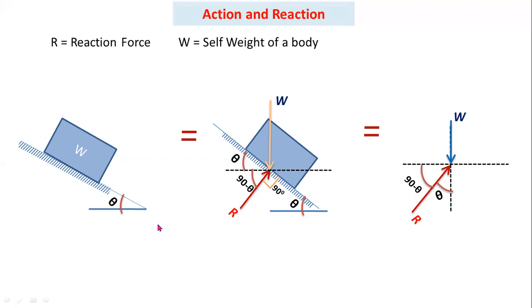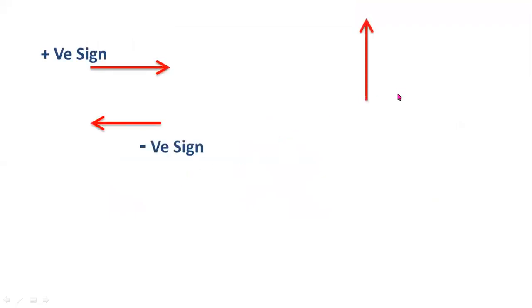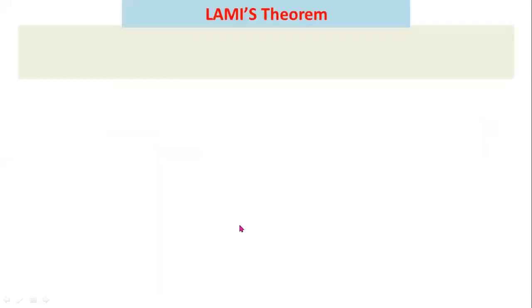Now these are all important fundamentals for considering the reaction force at the point of contact. These are the important sign conventions. For right side action, positive sign. For left side action, negative sign. For upward action, positive sign. For downward action, negative sign. These are all important sign conventions for determining the unknown forces.